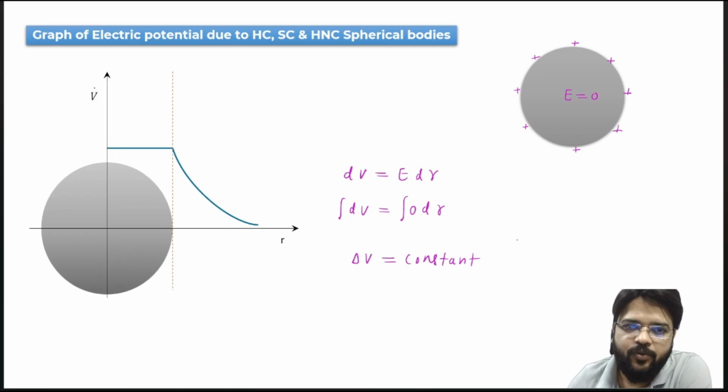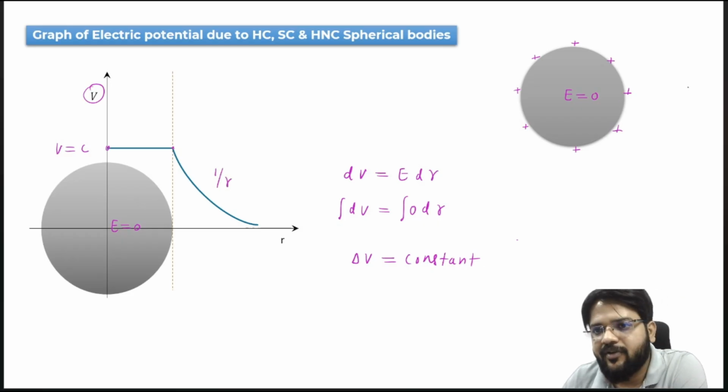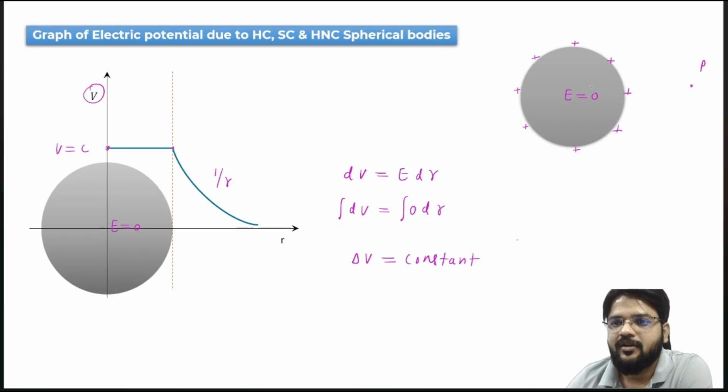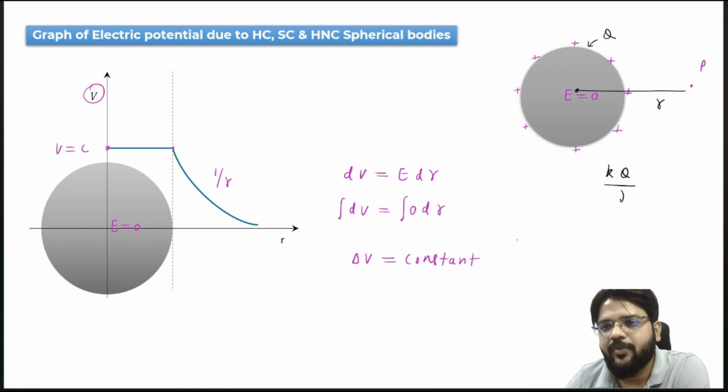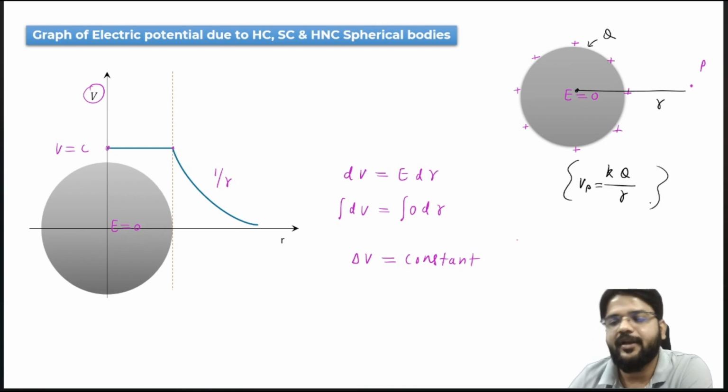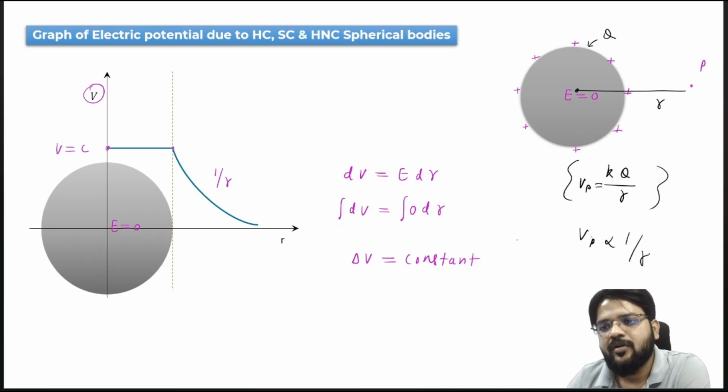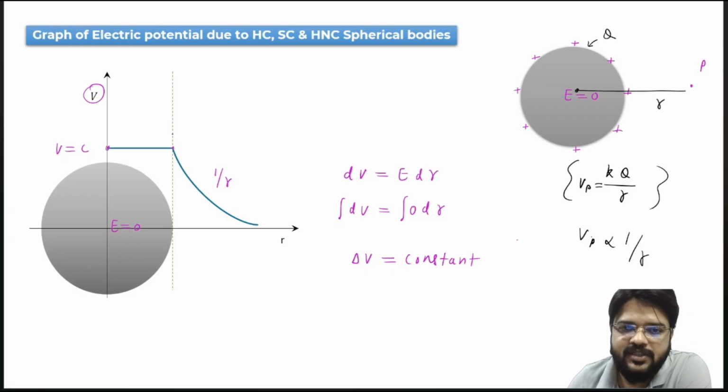So when we plot the potential versus distance graph, from the center to the surface the electric field is 0, that's why the potential is constant, and outside it is decreasing hyperbolically. If I write the potential at this point P due to this sphere, let's suppose the distance between the center and point P is small r, and the total charge present on this conductor is q. Then the potential at point P can be written as kq by r. So inside the conductor the potential is constant, and outside it is decreasing hyperbolically. This is the type of graph we get. Note down.